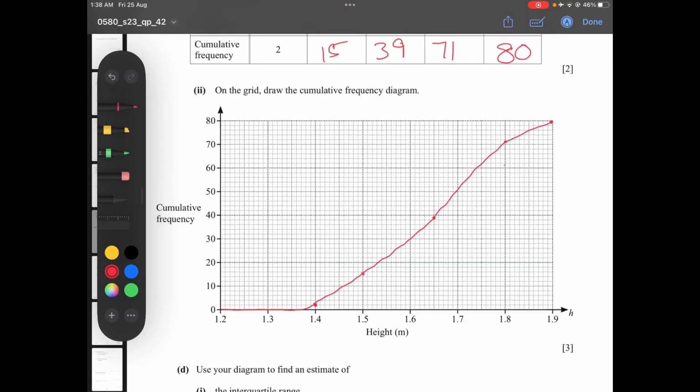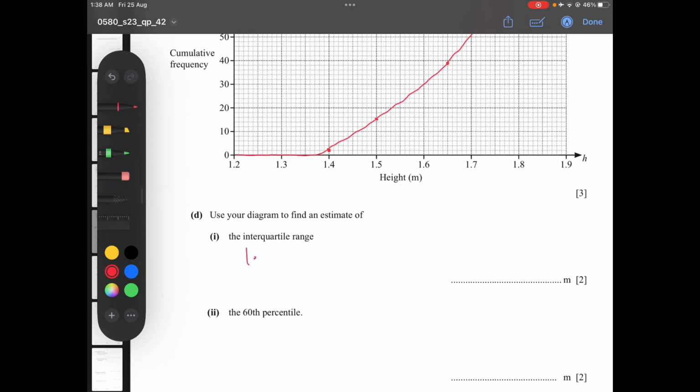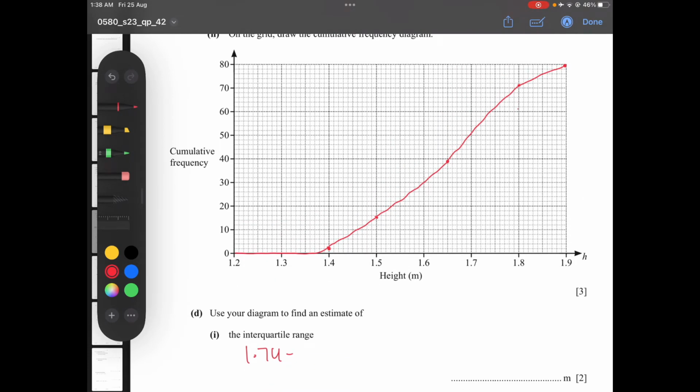Alright, the interquartile range would be around 60, so 1.74. The answers for this may vary, and as per the marking scheme it depends on your graph. So if you're doing as per your graph and if your graph is correct, this is correct as well, and it should be on 60 as well as 20, 40, 60. 40 is the mid, so on 20 as well.